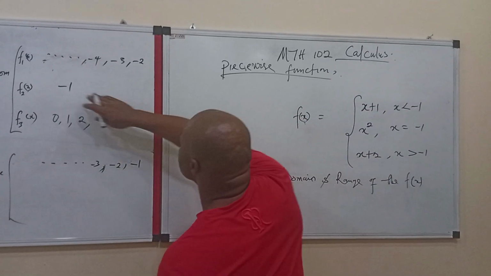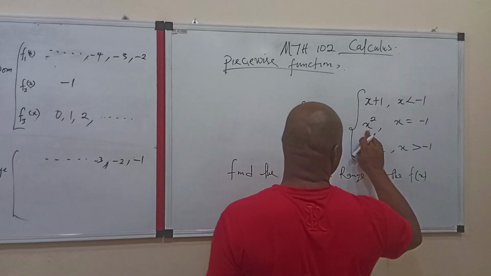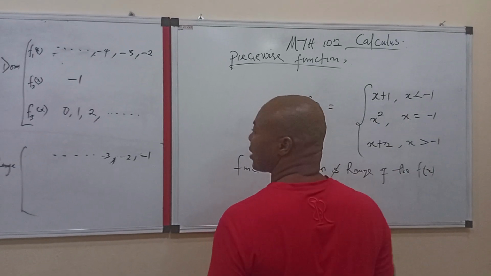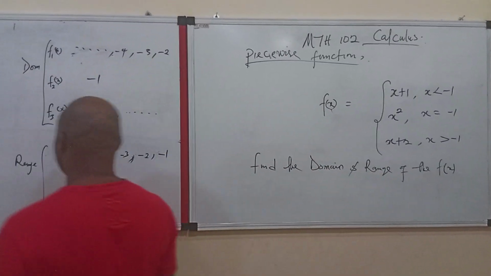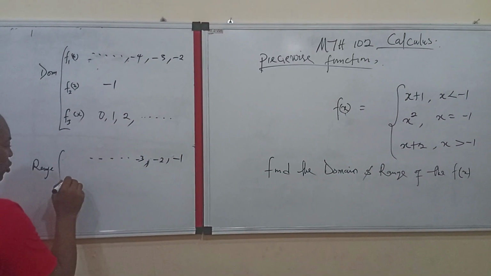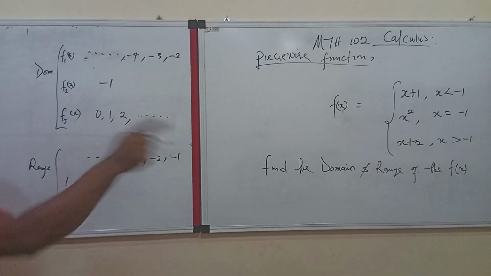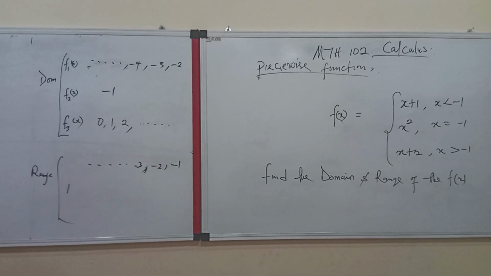Now, if we put negative 1 into this one, what will happen? Negative 1 times negative 1 will give us positive 1. So you will see that for this second function, the range value, the output value, will give us positive 1.